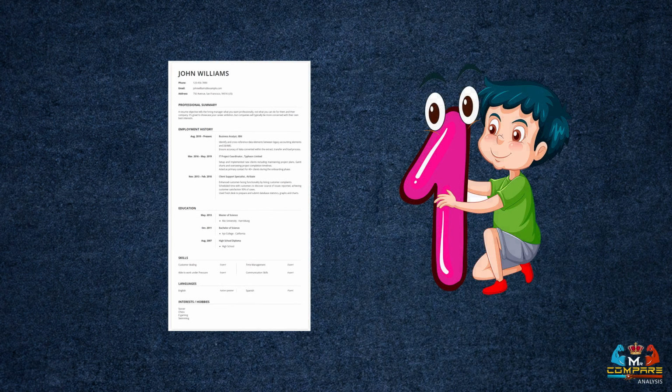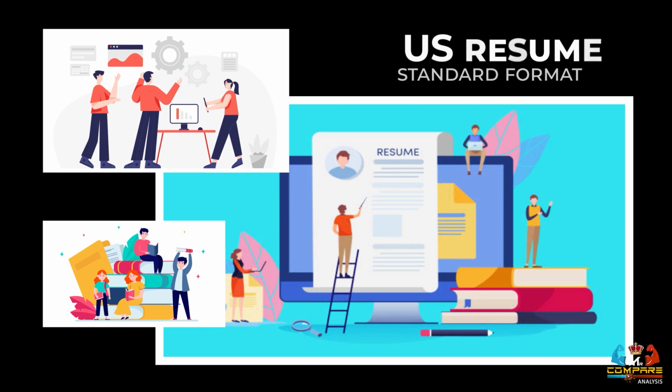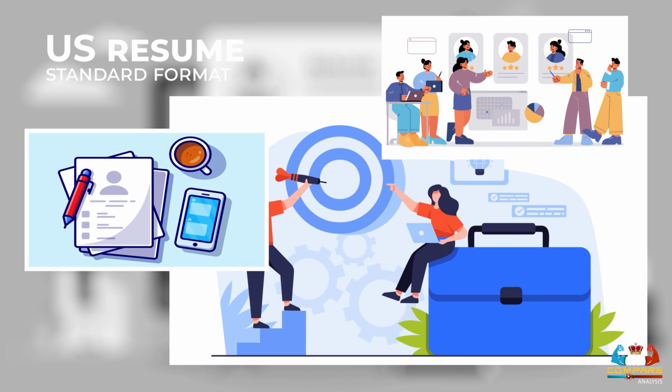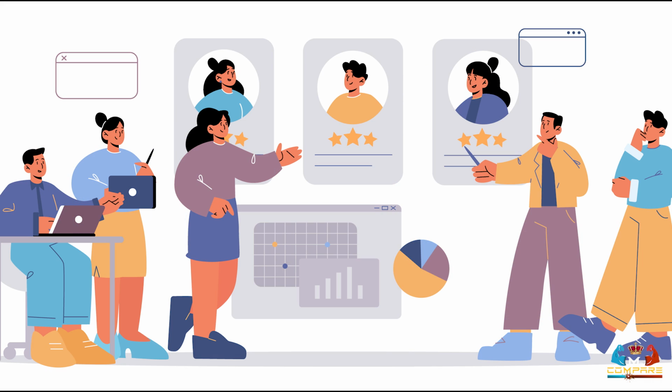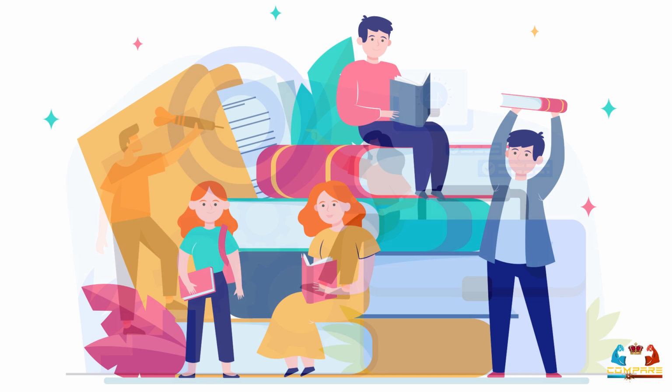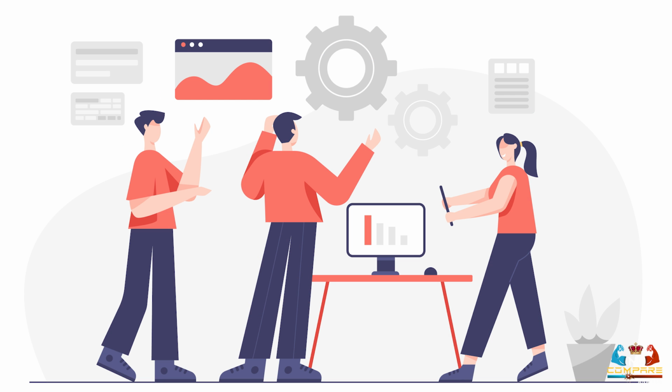A standard US resume format is usually similar to a one-page CV. An American resume format is documented in reverse chronological order, that is, the most recent work experience is listed first with the time frame, and then the previous ones. The US standard resume starts with a summary or objective, followed by work history, education and qualifications, and skills.